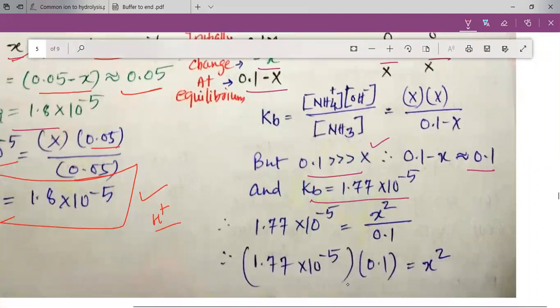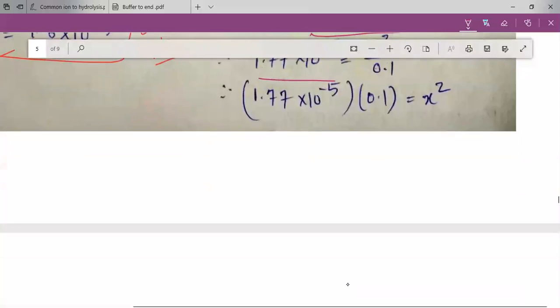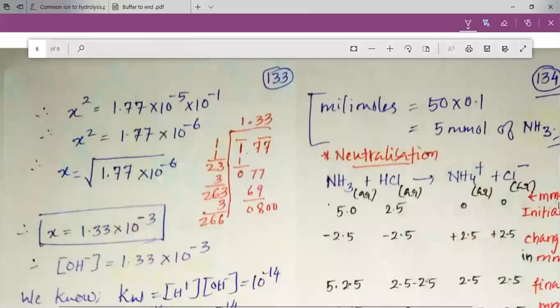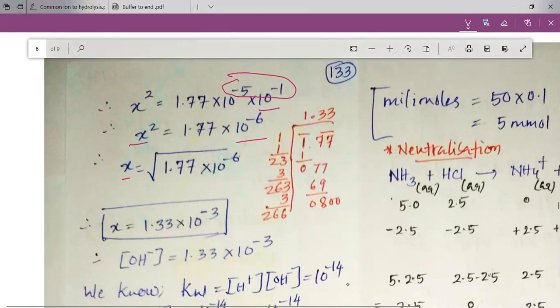So we can put this value of Kb, 1.77 into 10 to the power minus 5. Thus we get x into x, x square divided by 0.1 is equal to 1.77 into 10 to the power minus 5. Thus x square is equal to 1.77 into 10 to the power minus 5 multiplied by 0.1. Now 0.1 is nothing but 10 to the power minus 1, and thus x square is equal to 1.77 into 10 to the power minus 6. Ultimately you can write x is equal to square root of 1.77 into 10 to the power minus 6. This minus 5 plus minus 1 is equal to minus 6, and thus x is equal to 1.33 into 10 to the power minus 3.